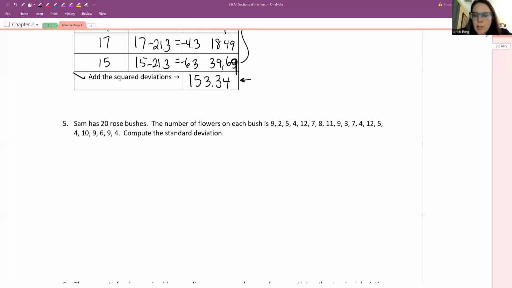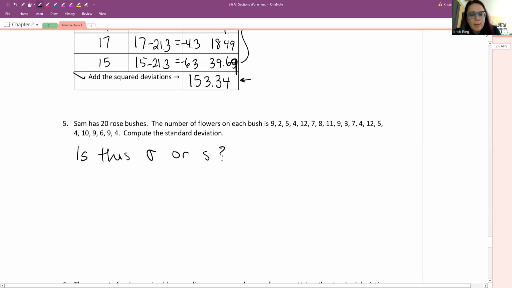And we're back. So for this problem, you type all the numbers into your list, and then it says to compute the standard deviation. And it says he has 20 rose bushes. So I know the population is 20. So all I need to know now is, first question, is this sigma or S in this problem? So the population is 20, that's all the rose bushes. So we just have to figure out, is this sample given also 20 or is it less than 20? Because if it's less than 20, then it's the sample.